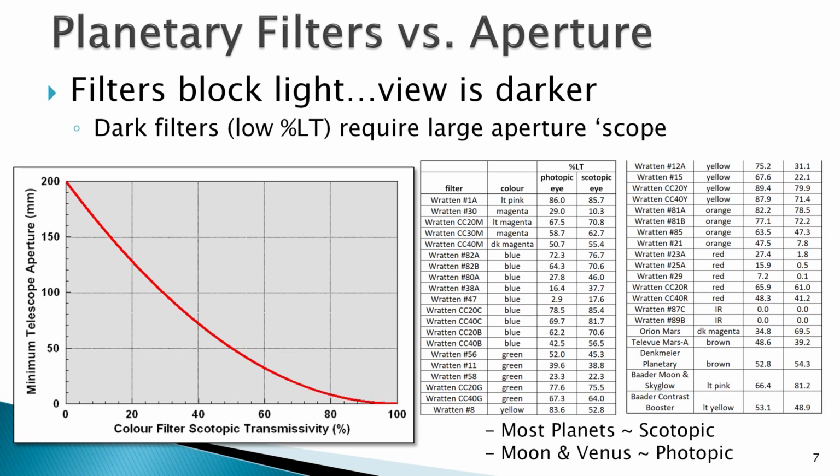Based on this table of %LT values I have calculated, that would mean a number 80A blue or number 38A dark blue would be too dark to use if your vision is mostly dark adapted, but probably okay if looking at a bright object like the moon or Venus.